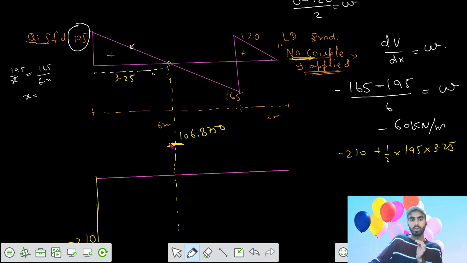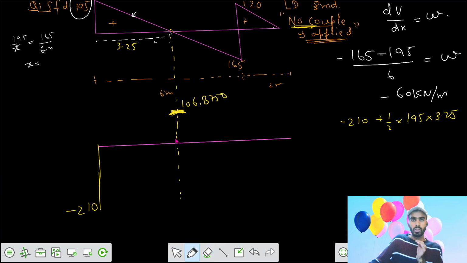and we have to join the two. Since your shear force is a linear variation of x, your bending moment diagram is a square variation, x squared. So we have to join the two such that your slope here is equal to the shear force of 195, and here the shear force is 0, so join the two.